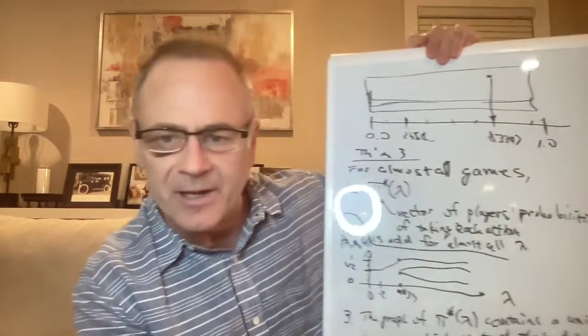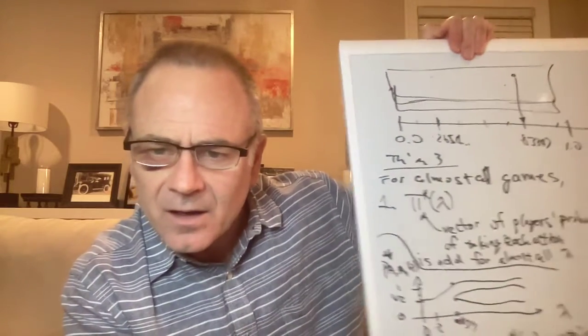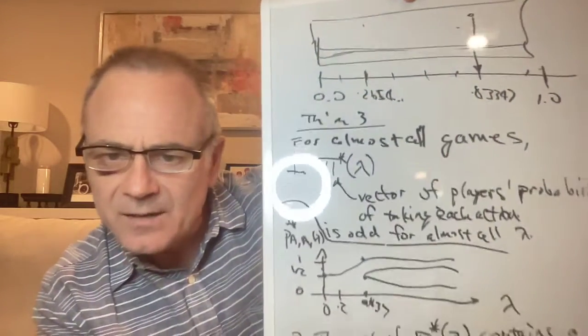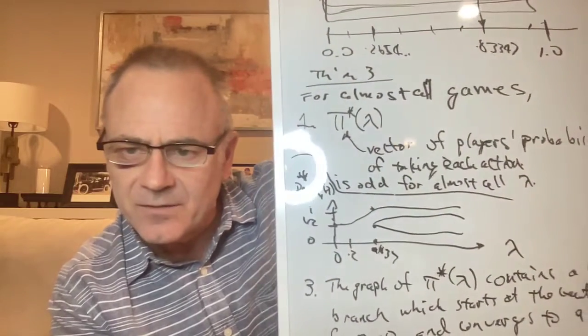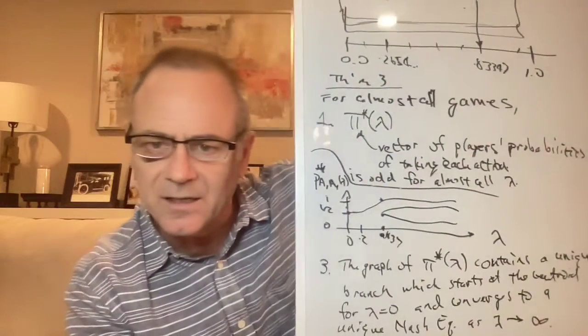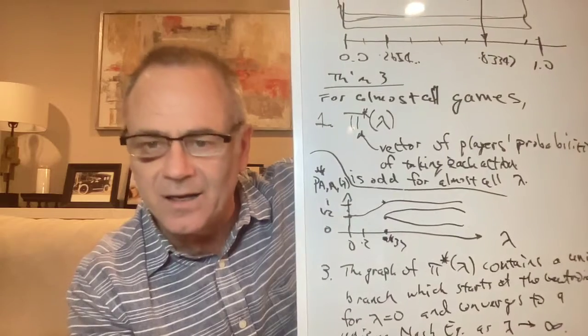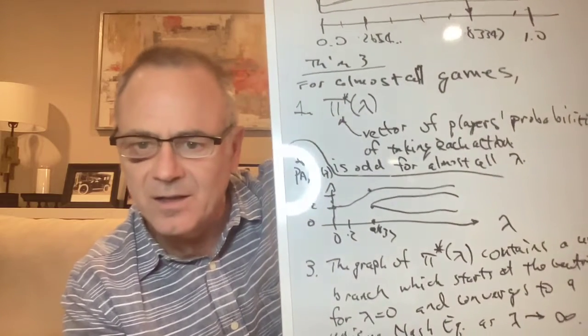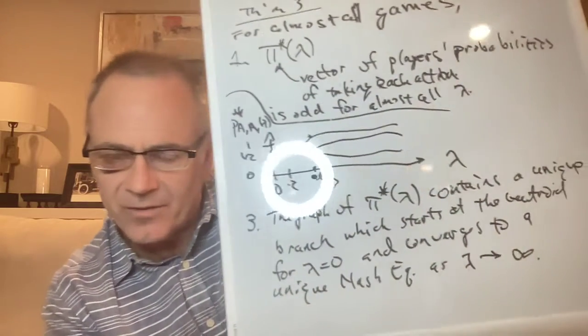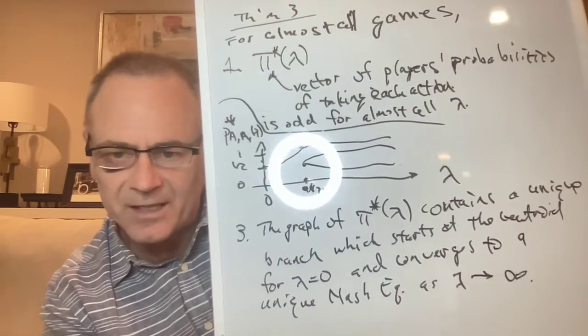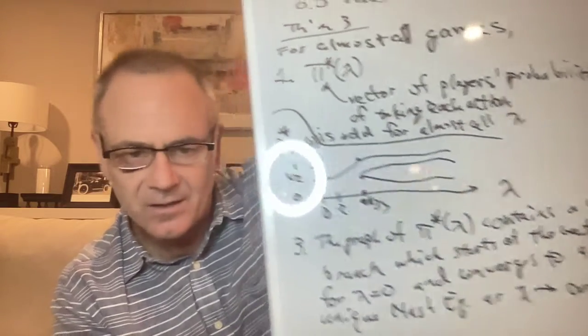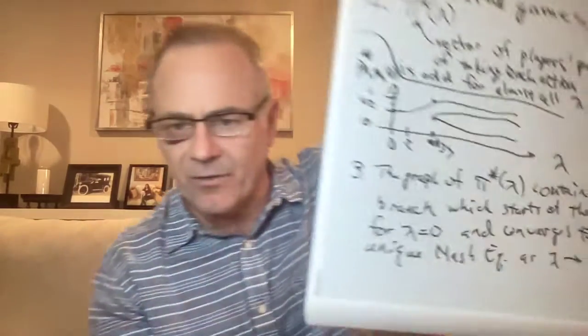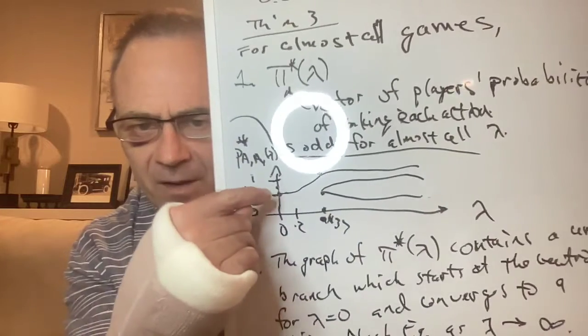So recall, here's theorem 3. For almost all games, pi star, the vector of players' probabilities, is odd for almost all lambda. And then the graph of pi star has a unique branch at the centroid. Now, by the way, I made this little graph here.